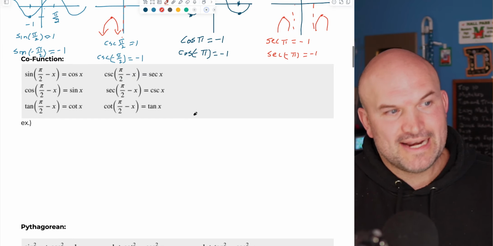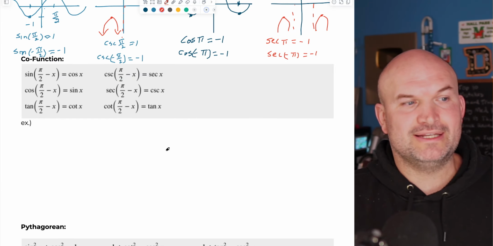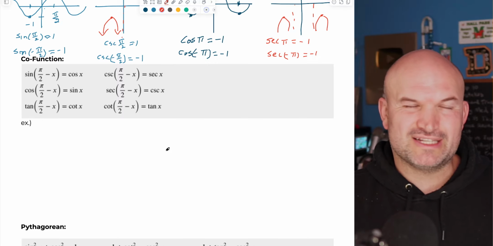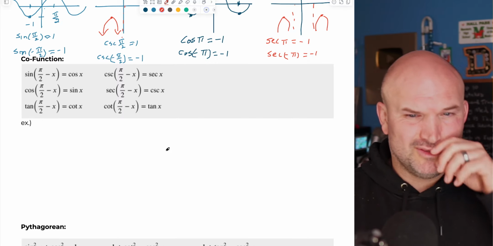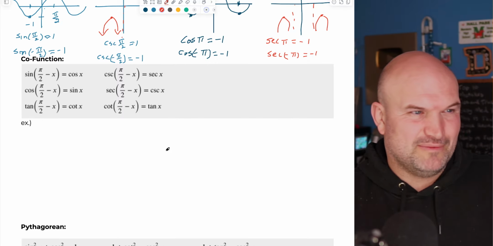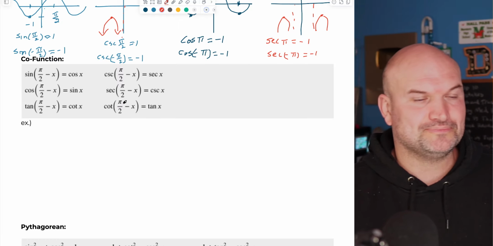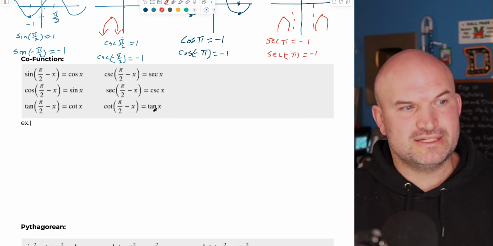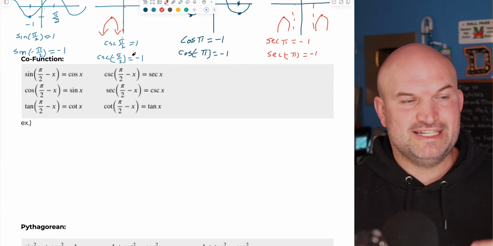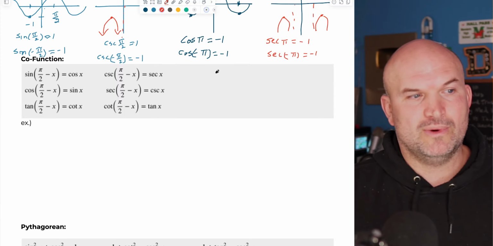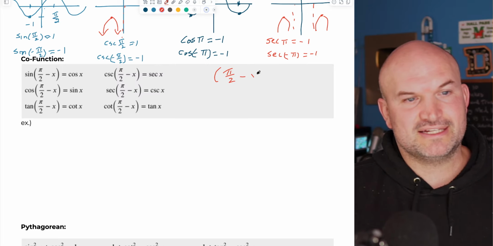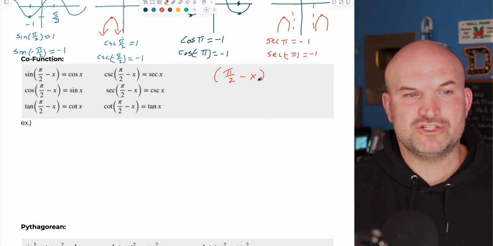Now, the next one is, again, something I think we can easily remember, but a lot of times students get tricky because it looks confusing, right? You look at this and you're like, what the heck is going on? Sine of pi halves minus x is equal to cosine x. So what I like to tell my students is to remember, ladies and gentlemen, these are transformations on a graph. If you take a look at this pi halves minus x, what exactly are the transformations going on?